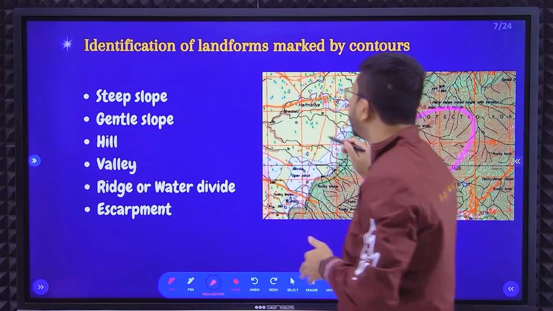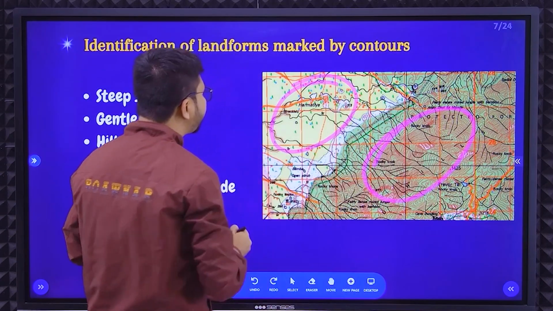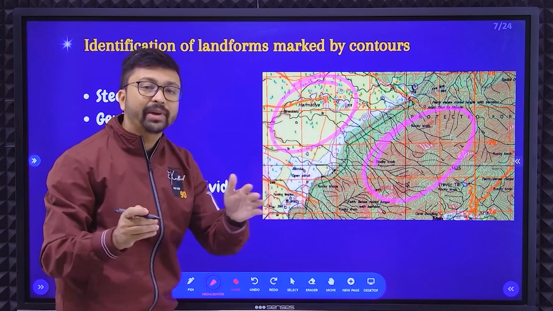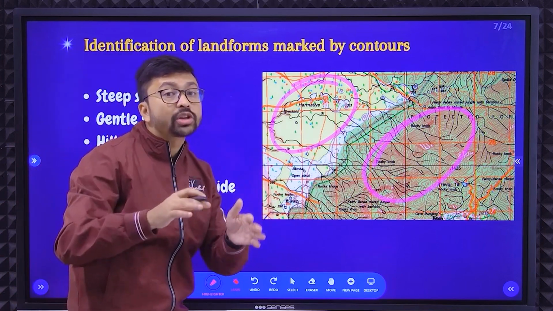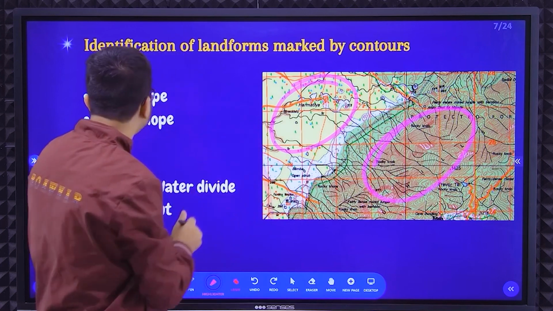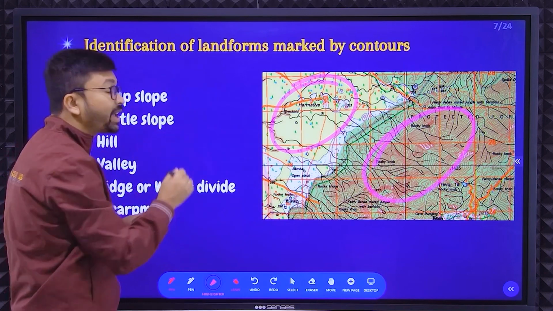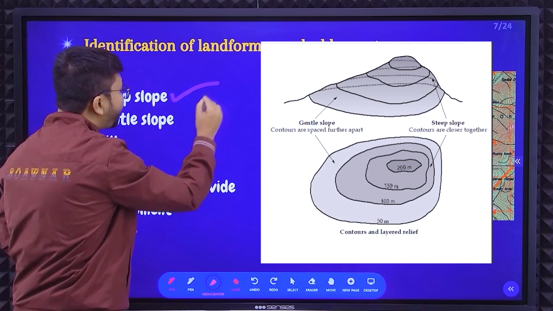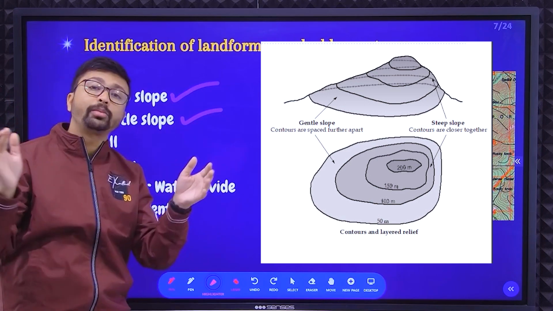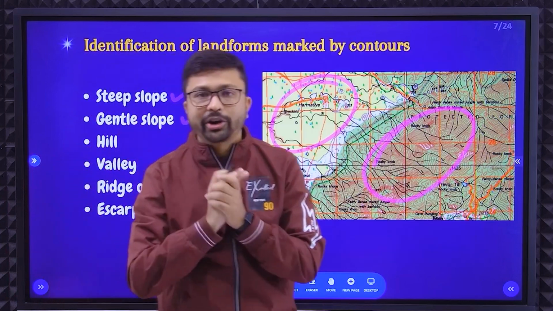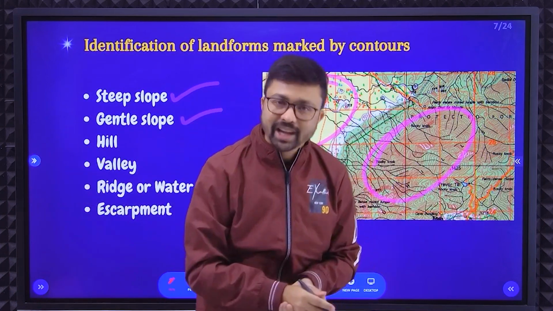On the other hand, in this area you can see the contours are far away from each other. It means those are almost even land. So at that time you will consider it a gentle slope. So steep slope and gentle slope, both are clear, very easy, right? Where the contours are close, that is the steep slope. When contours are far away, then it is the gentle slope.